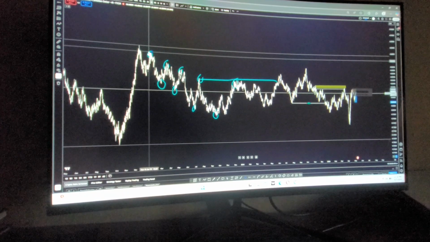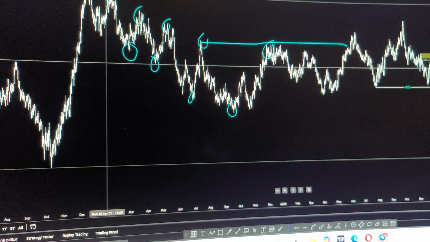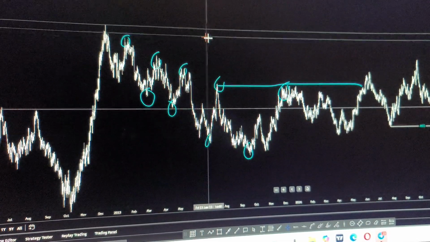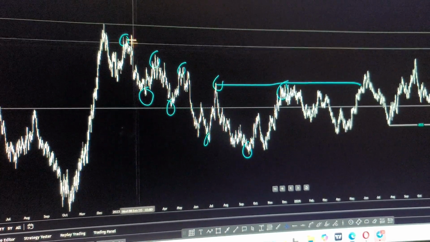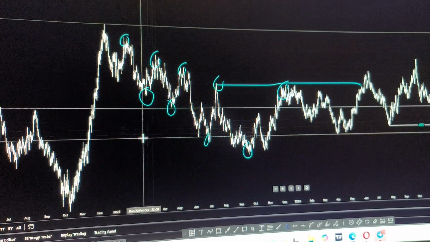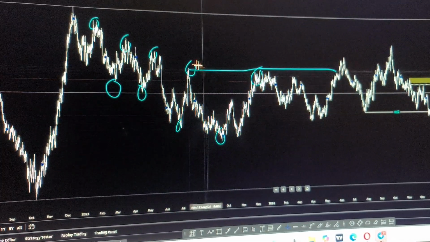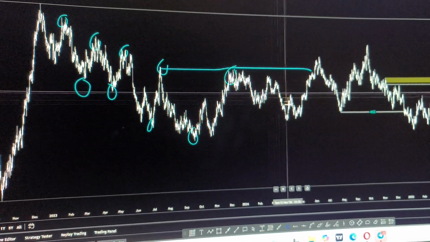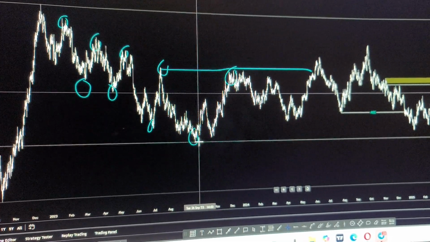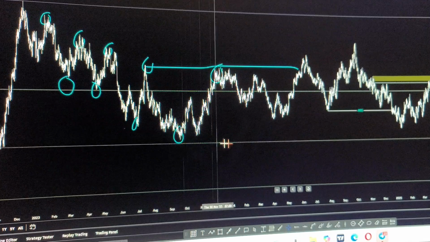So currently in this place, we have lower high, lower low, lower high, lower low, lower high, lower low, lower high, lower low. Then suddenly we stop having lower low right here.